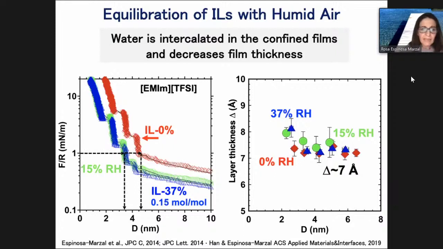The thickness of the layers does not change massively. We see about 7 angstroms, also in equilibrium with humid air. And only for the smallest films of about 2.5 nanometers, we observe a small expansion of about 1 angstrom. This expansion is really very ionic liquid specific. For other hydrophobic ionic liquids, we measure perhaps an expansion of 3 angstroms, and this essentially depends on the chemical composition.